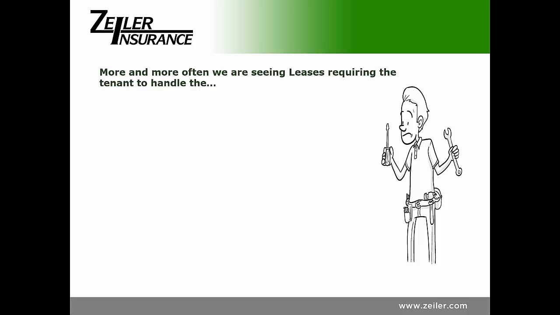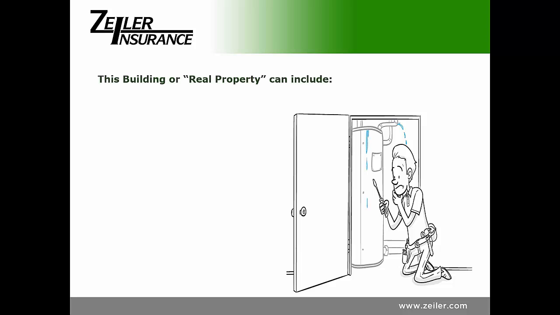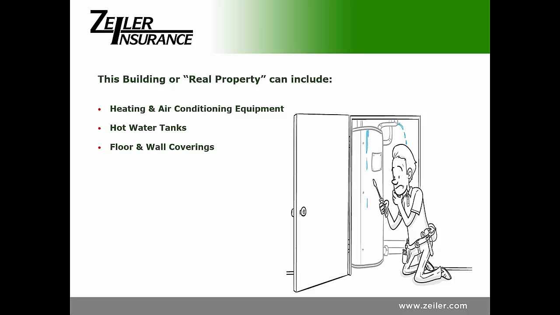What isn't as common, but what we are seeing more and more often, are leases requiring the tenant to handle the maintenance, repair, and replacement of landlord building property. This requirement is without regard to any negligence or liability on the part of the tenant. This building of real property can include heating and air conditioning equipment, hot water tanks, unit wall and floor coverings, and doors and windows.